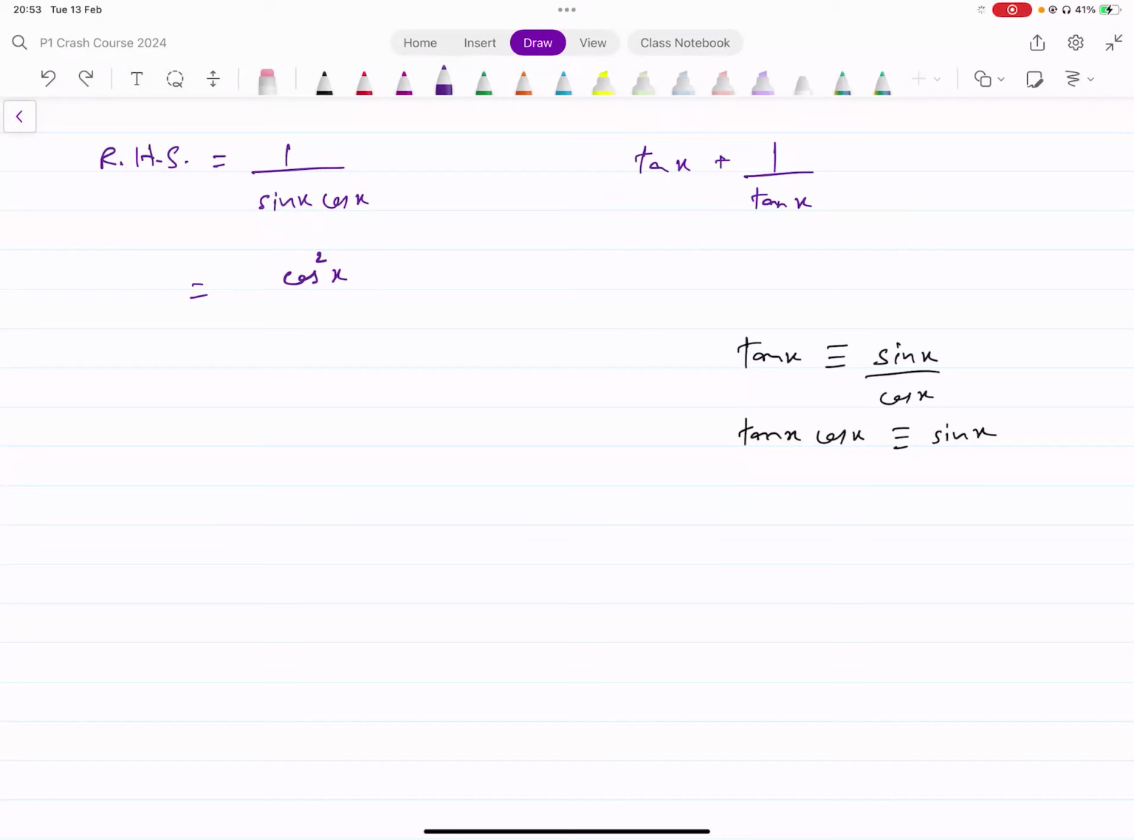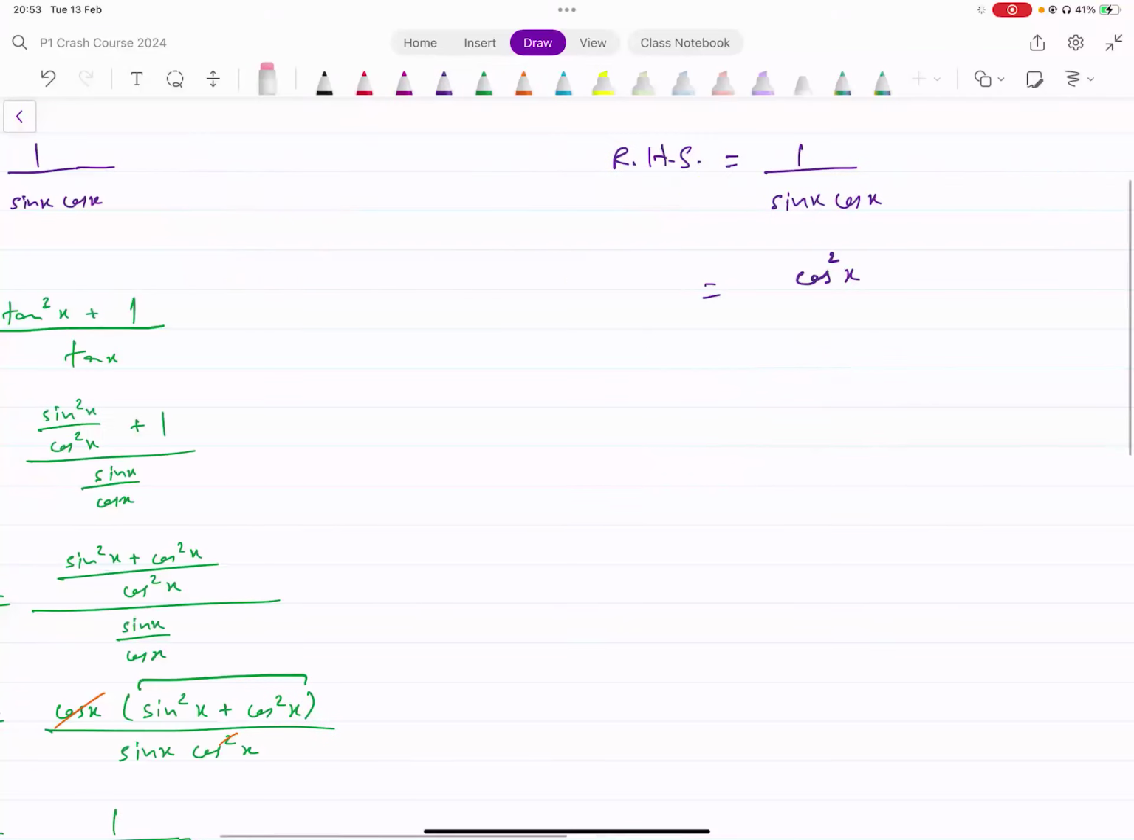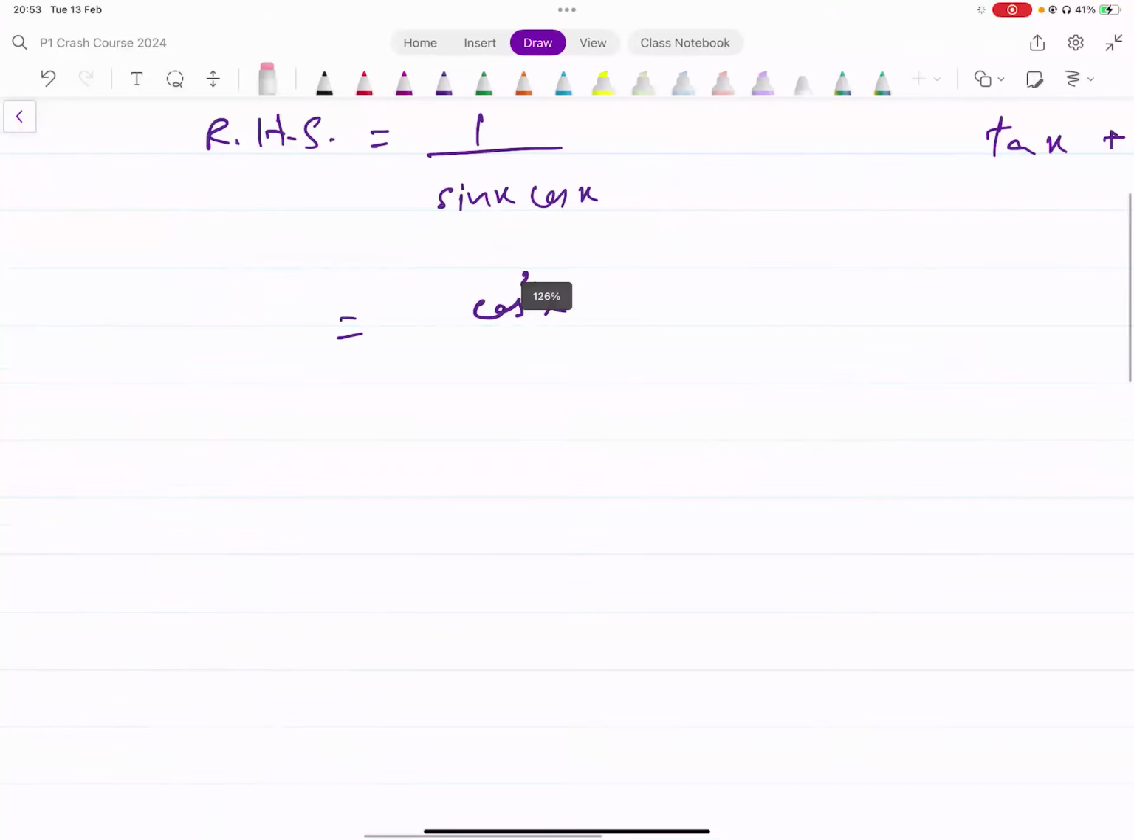If you were to simplify this a bit, this gives us sine x over cos x plus cos x over sine x. So if we were to do the opposite of that, yeah. Okay, so yeah, so now the way to do this would be, yeah, so that will work. So let's do this.